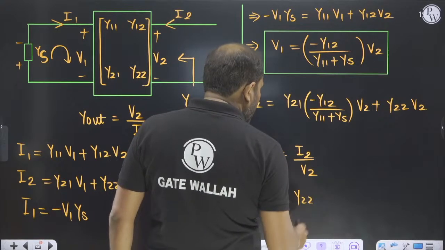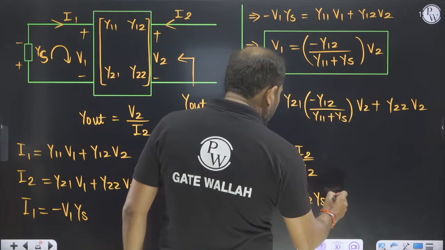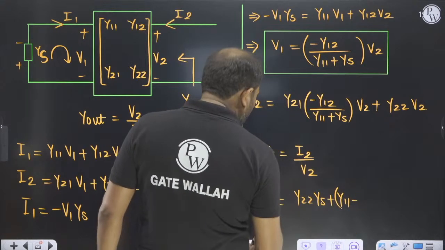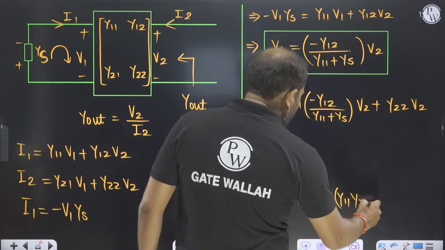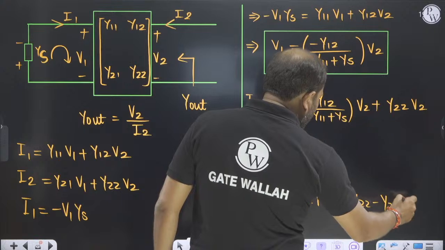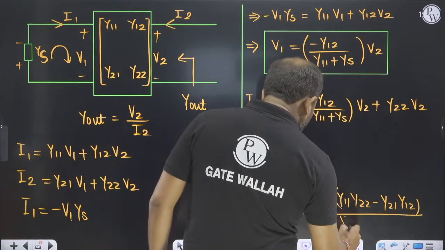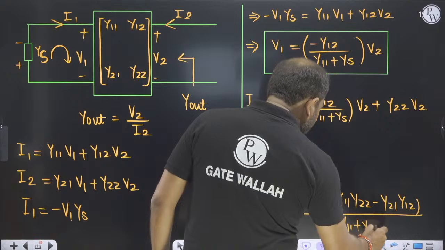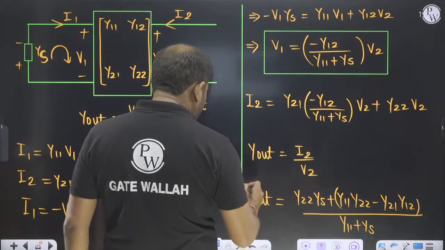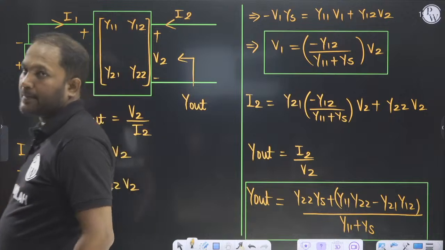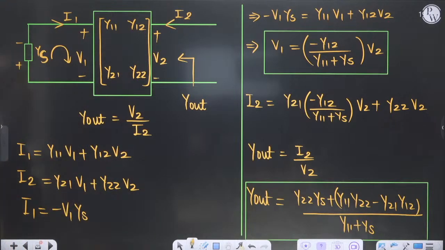So Y out will be equal to Y22 into YS plus Y11 Y22 minus Y12 Y21, divided by Y11 plus YS. This is Y out.